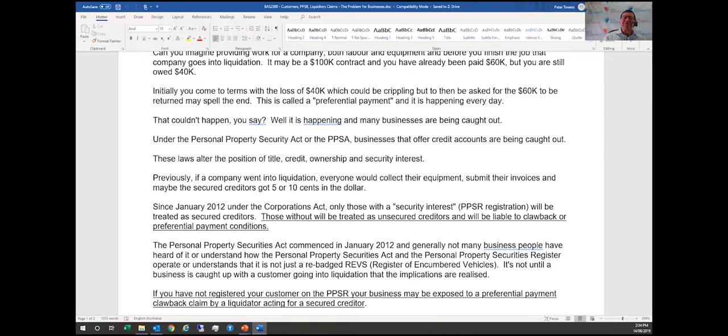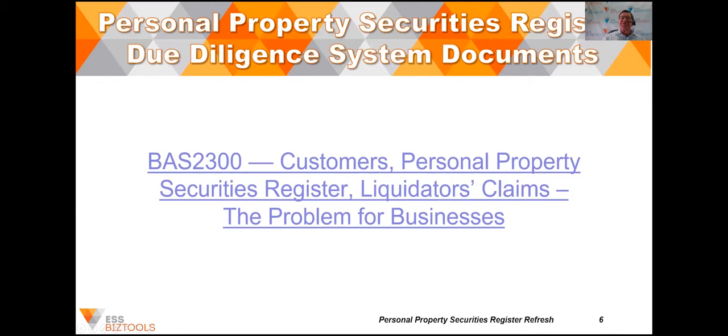Your client can protect themselves from preferential payment demands from liquidators if they have registered that customer, whether it's a builder or someone else, on the PPSR. Please make your clients aware of that so that they can understand how that works in the overall process.